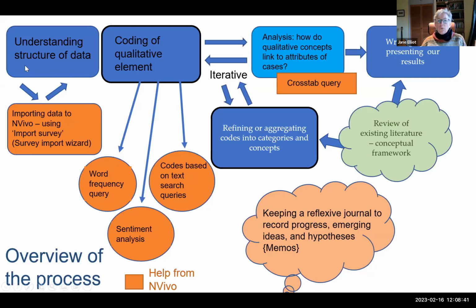And then I want to explore the way that there's an iterative process where you do some initial coding, but then you need to refine or aggregate your codes so that you're getting up off the data into categories and concepts. And perhaps the crux of the mixed methods aspect of using NVivo is in this light blue box, the analysis, and how we see how qualitative concepts link to the attributes of cases, or the more quantitative aspects of cases. And that's where I've put in orange that NVivo really helps us with a crosstab query.